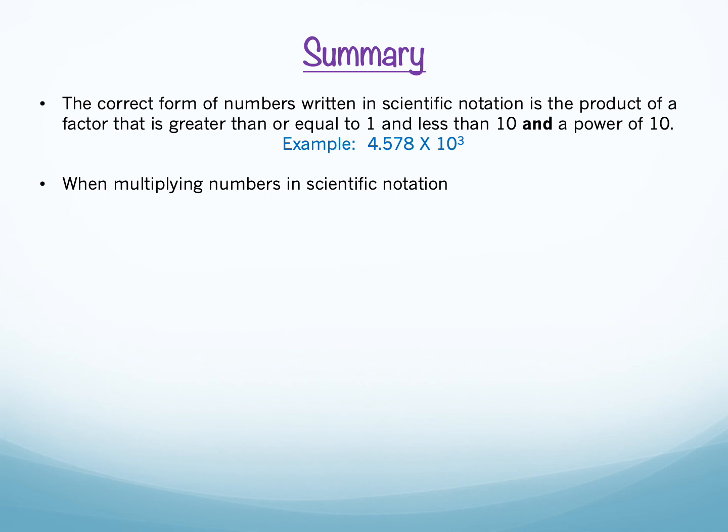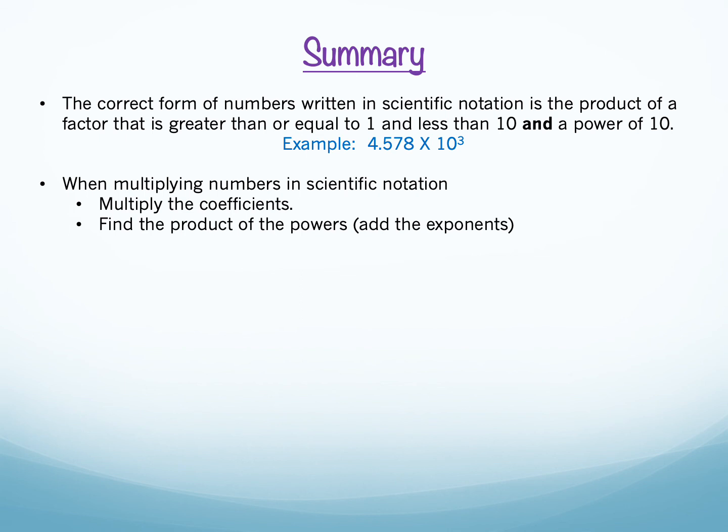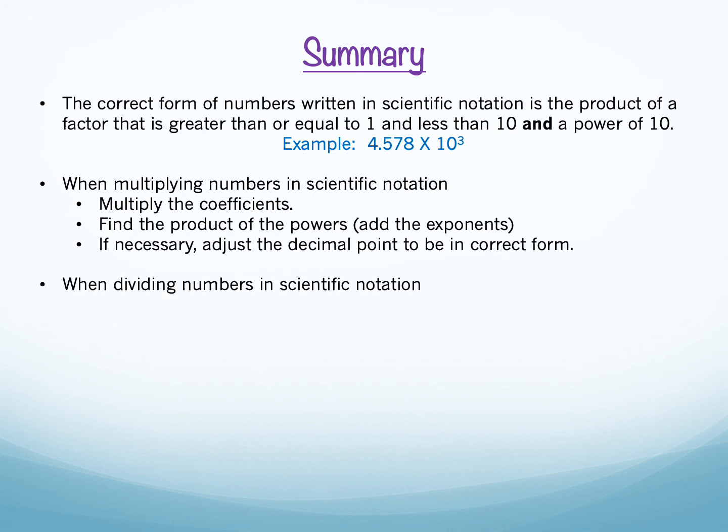When multiplying numbers in scientific notation, we start by multiplying the coefficients. Next, we find the product of the powers, add the exponents. If necessary, we adjust the decimal point to be in the correct form so that there is only one digit in front of the decimal point.